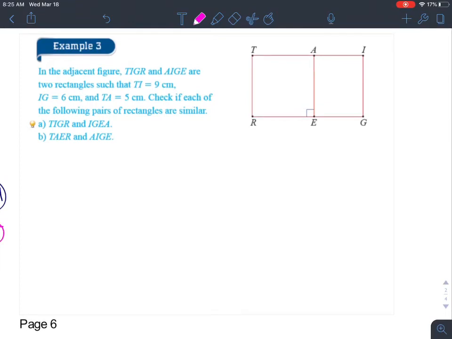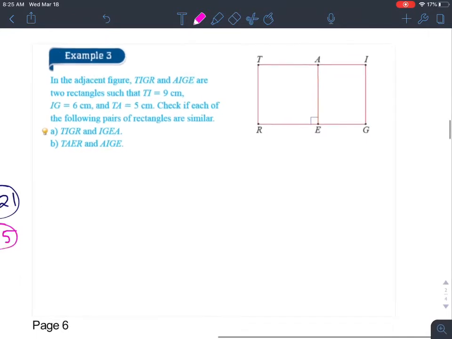All right. For this example, we are given this shape on the right side, a rectangle cut into smaller rectangles, and we are told that TI is going to be 9, IG is going to be 6, and TA is going to be 5. What we need to do is check if these pairs of rectangles are similar. The first one is TIGR and IGEA. I think it's going to be easier if I draw the rectangles separately from the picture so that you can see them a little better.